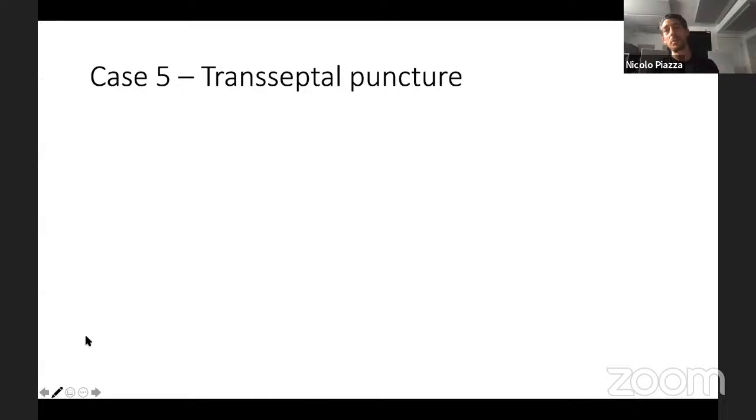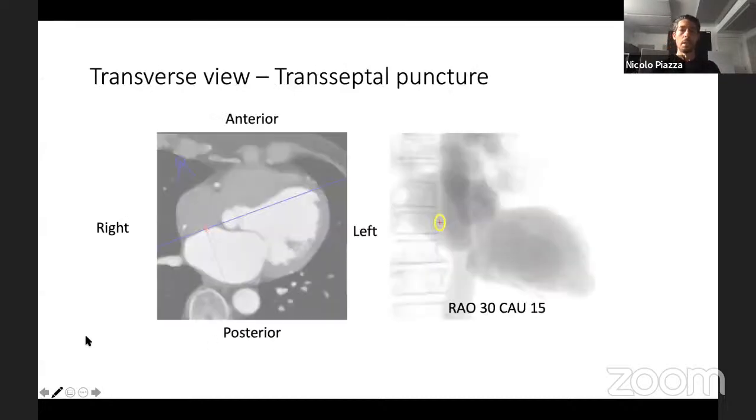So let's talk about transeptal punctures. All of this concept about chamber views and S-curves and understanding fluoroscopic anatomy comes from the CT scan. And I use CT scans all the time to understand whatever procedure I'm going to be doing, whether it's coronary or structural, whether it's an old procedure or a new procedure. Always ask yourself, can we enhance the actual technique? Can we enhance our understanding of what we're doing?